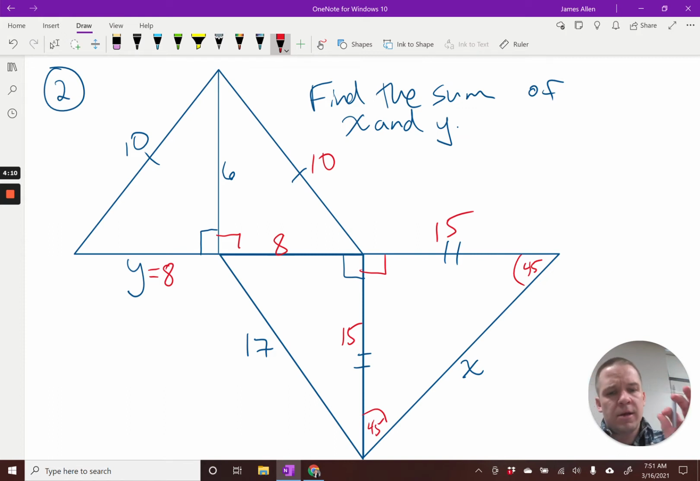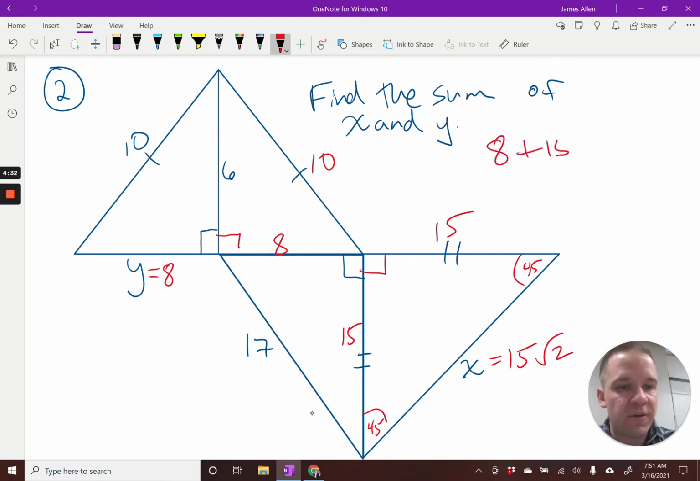All right. So if it's a 45, 45, 90 triangle, given from the whole isosceles right triangle thing, I know that the hypotenuse there is just root 2 times bigger than the leg. So this would end up being 15 square root 2. Wonderful. Fantastic. Awesome. So what's the sum of x and y? That would just be 8 plus 15 root 2.